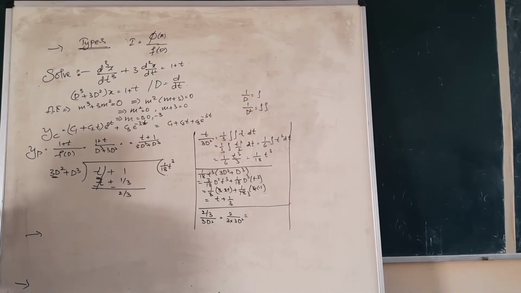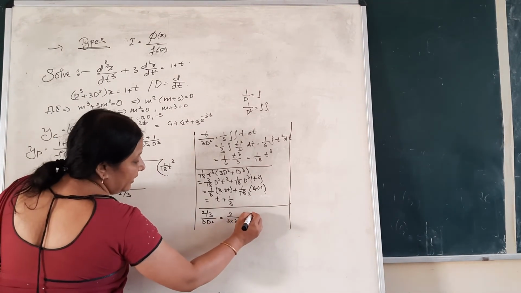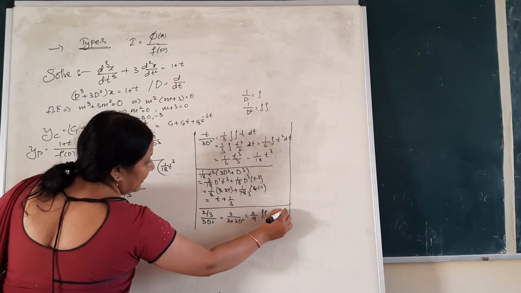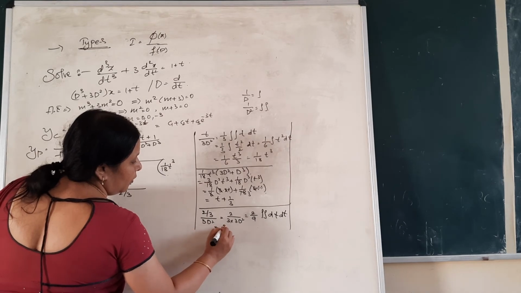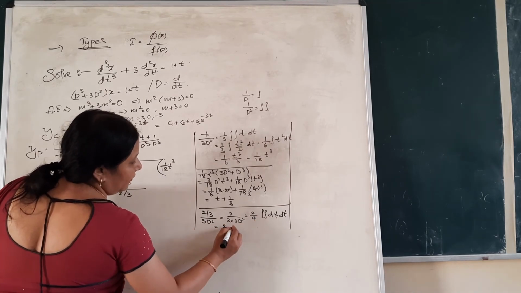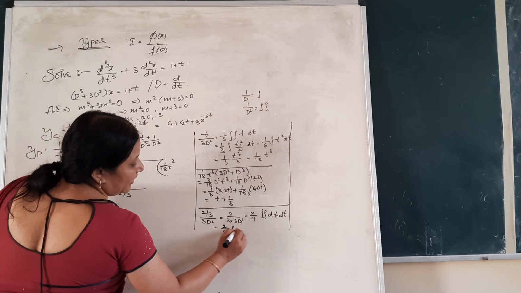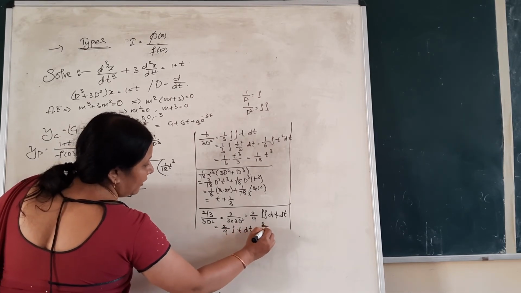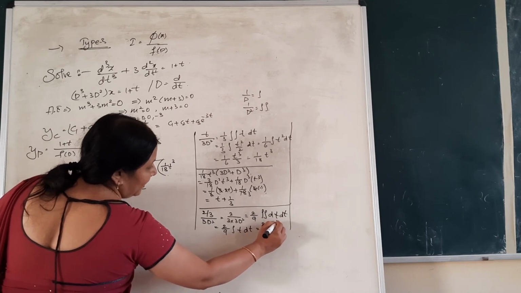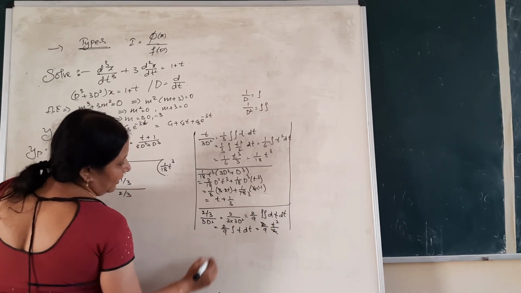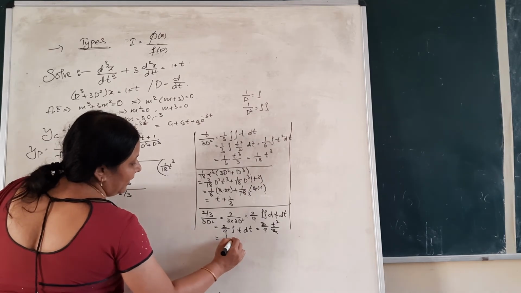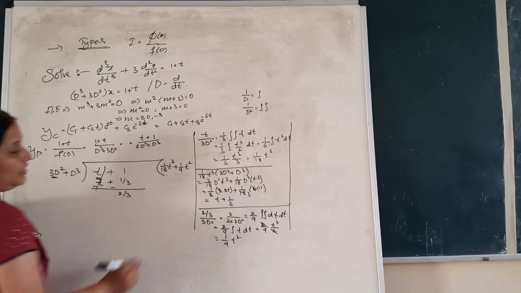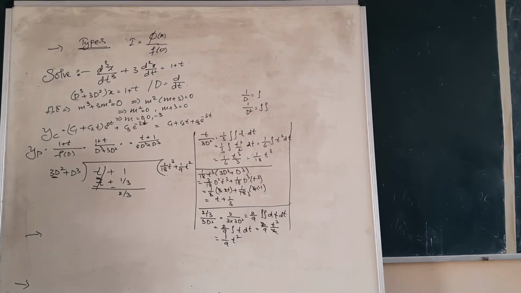There is no variable here, you should consider the constant. 1 by D square is a double integral. So 2 by 9 of the double integral of dt dt, which equals 2 by 9 of the first integral, which becomes t dt. Again integrating it further, the second time integrating we get t square by 2. 2 gets cut, so we get 1 by 9 times t square. This is the second term in our quotient.